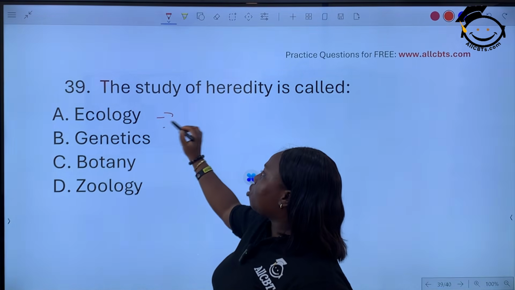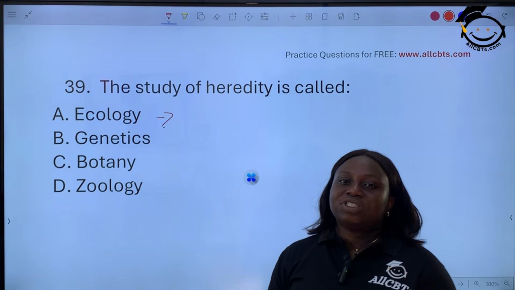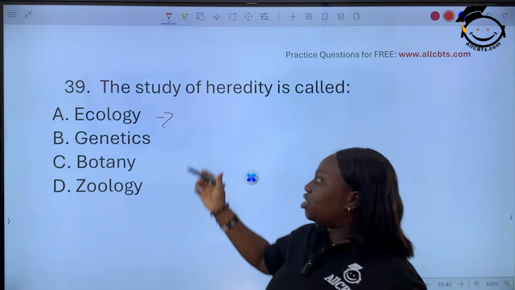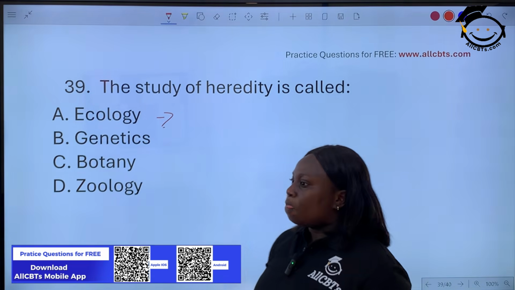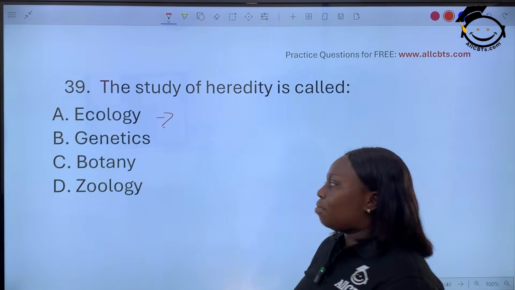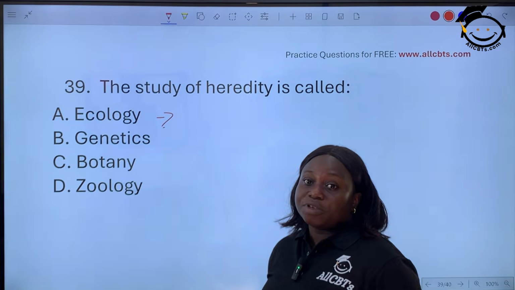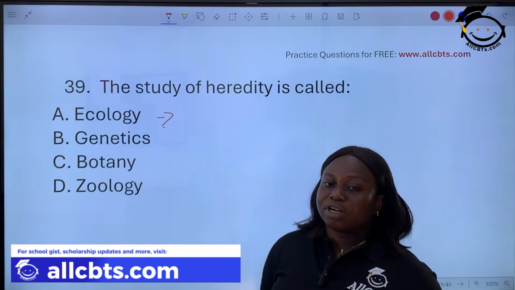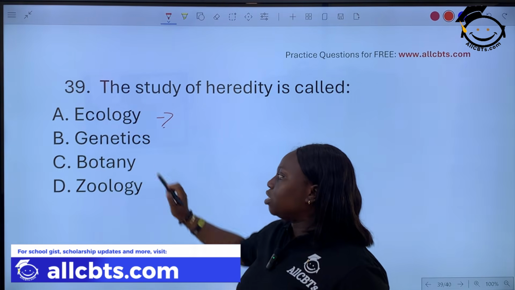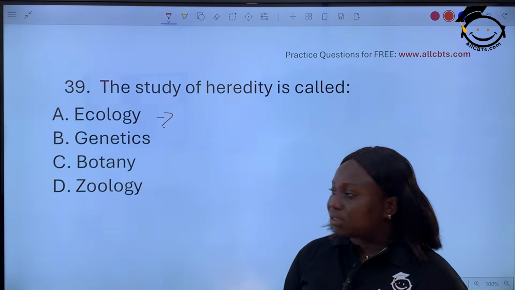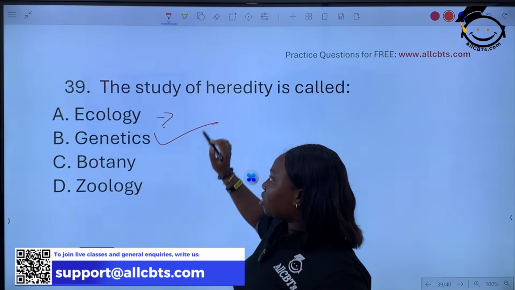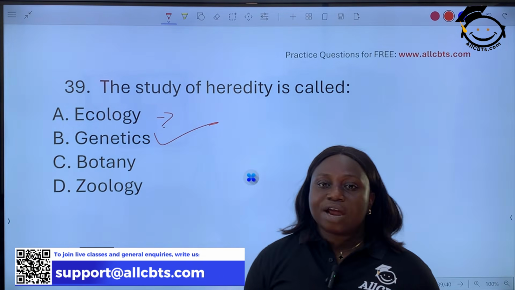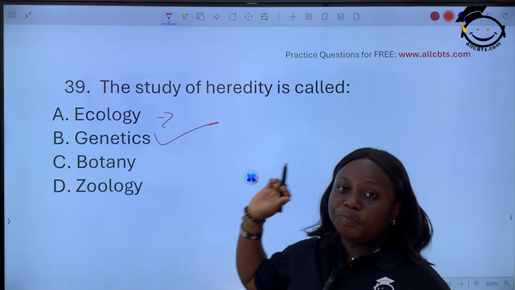Now, ecology is the study of living things and their interaction with their environment. Genetics is the study of heredity, or we can say the study of how offspring are gotten from the parents, variation and so on. Then botany is the study of plants. Zoology is the study of animals. So our answer is genetics. Genetics is the study of heredity. That is option B.